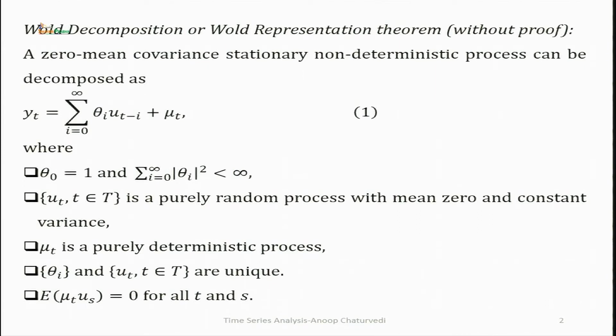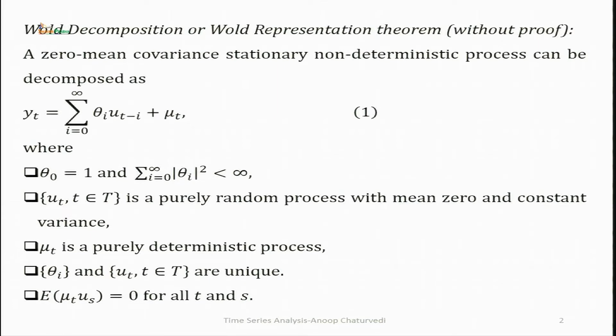Wold decomposition or Wold representation theorem states that a zero mean covariance stationary non-deterministic process can be decomposed as y_t equal to summation i equal to 0 to infinity theta_i u_{t-i} plus mu_t. Well, I am not going to give you the proof of this result. Now, here for i equal to 0, theta_0 is equal to 1. We also assume that summation i equal to 0 to infinity mod theta_i square is finite. Then u_t is a purely random process and it has mean 0 and constant variance.